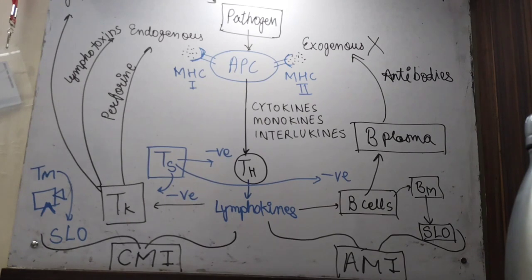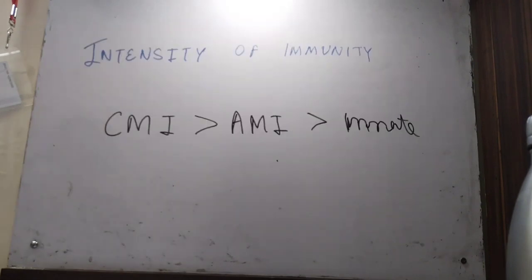On the left side, this is the working of CMI, and on the right side, this is the working of AMI. Now, if we talk about the intensity of our immunity, CMI is the strongest and innate immunity is the weakest kind of immunity.